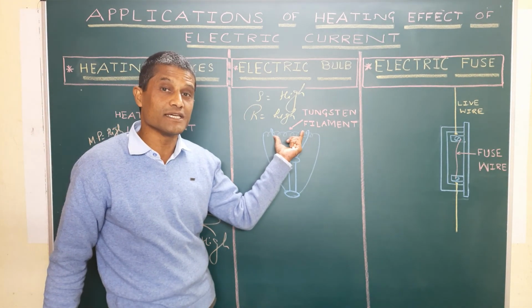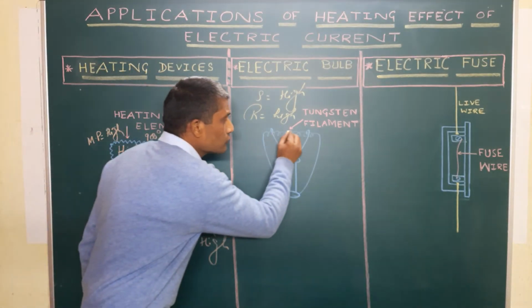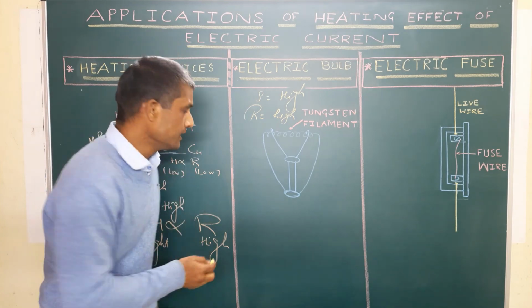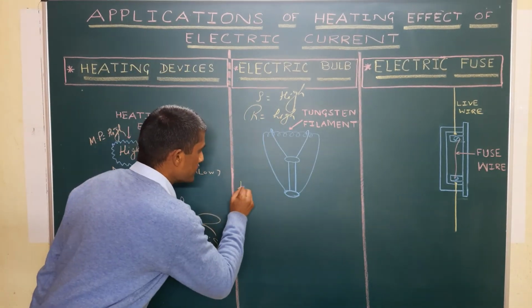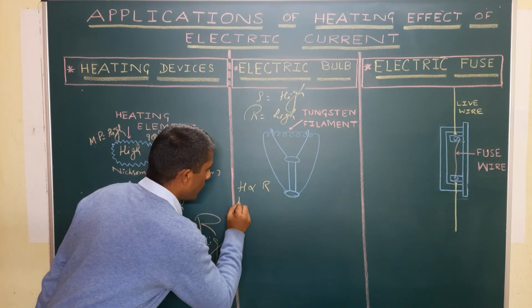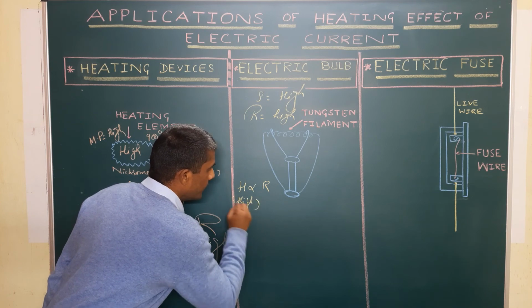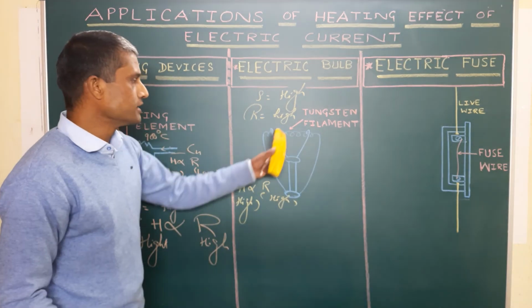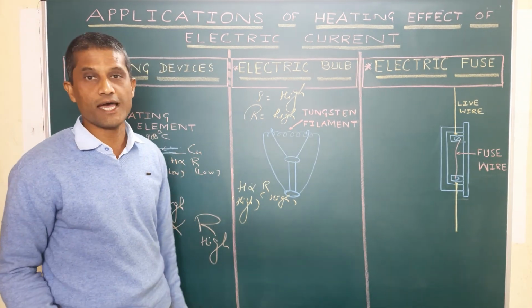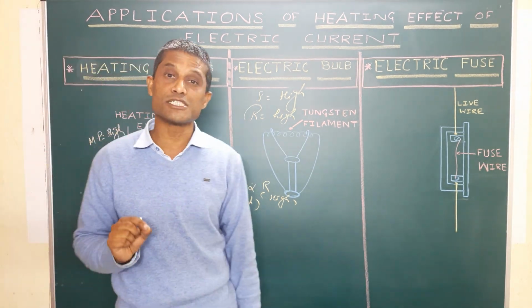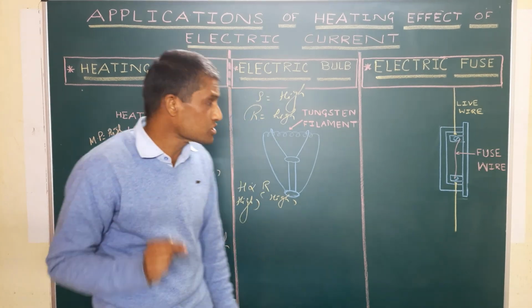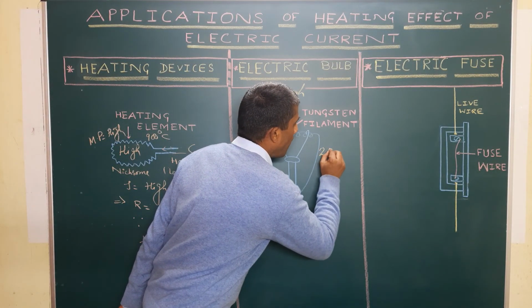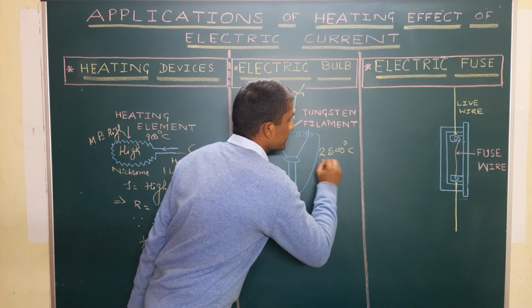What does it mean? It means when the current flows through this coiled thin tungsten filament, then due to the high resistance, the heat generated is also going to be high. Resistance is high, so is the heat production. The heat is generated to such a great level that it acquires a temperature of about 2500 degrees centigrade.